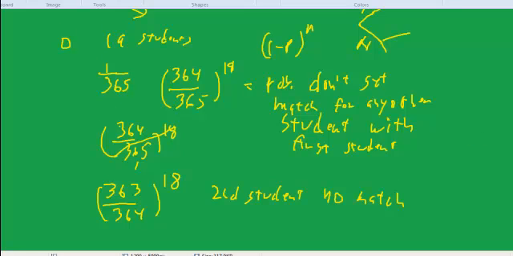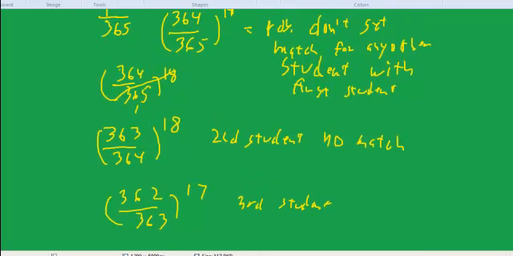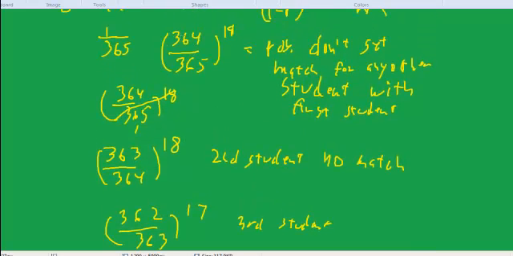And then for the next student, we can see what the pattern will be. It will be 362 over 363 to the 17th for the third student. And then we want to take all these things, let's go back up a little bit. We take this times this times this all the way down the line until we finish trying to match all the students, and that'll give us the probability of no match, and then we take 1 minus that, and that's the probability of a match.